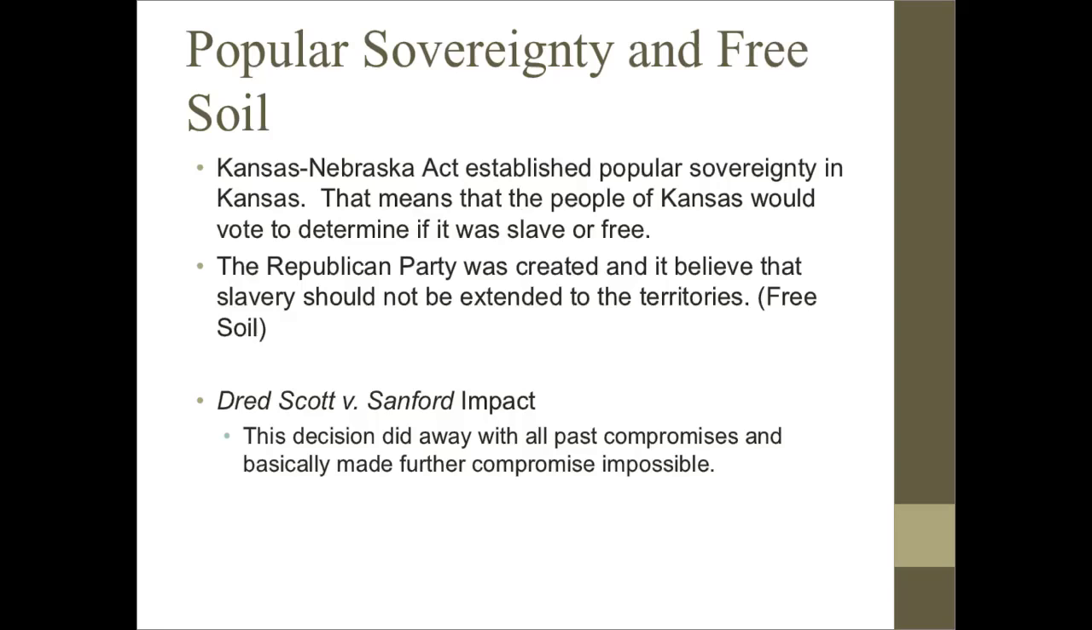Another event that's going to cause more problems is the Dred Scott decision. This was a decision by the Supreme Court which said that all past compromises were unconstitutional and that all further compromises would be impossible. What it said was the Missouri Compromise was unconstitutional, and even though Dred Scott, who was a slave, went to a free territory, he was still considered a slave. So this was a blow to abolitionists and free soilers and really helped the South. So the Supreme Court was kind of on the side of the South.